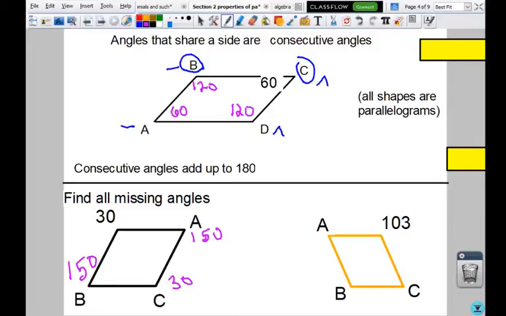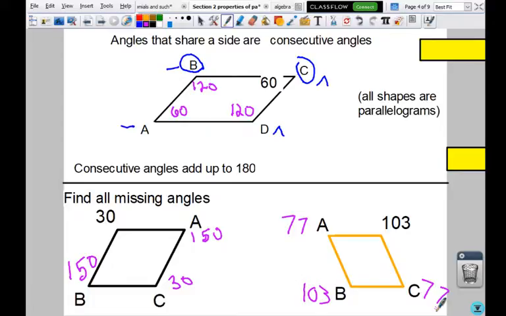Alright, so let's go through this. Let's start with somebody. Joseph. Alright, give me an angle up here. Give me the number. A, B, and C. B is 103. Mark, give me A or C. A is 77. Tyler, give me C. 77. Yep.